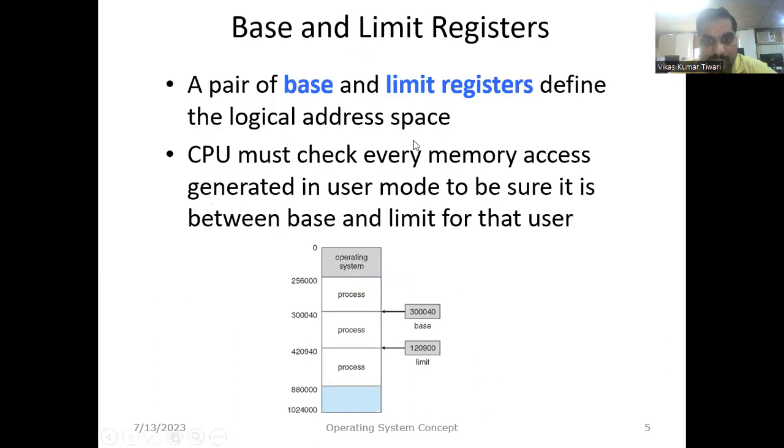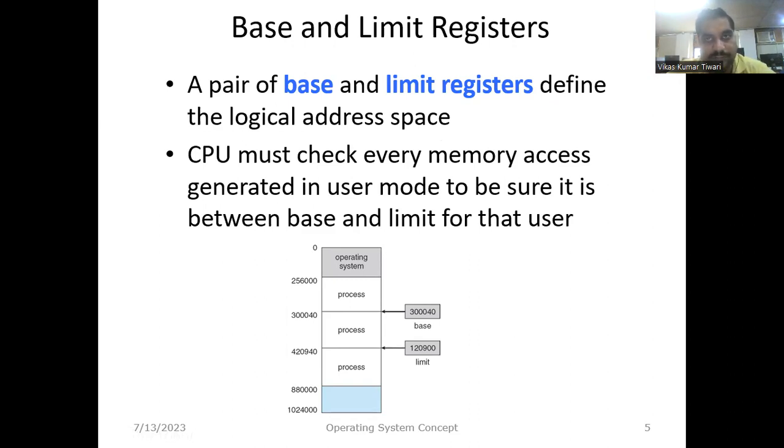There are two kinds of registers when we are talking about memory. First is the base register, and the other one is the limit register. So, base and limit.